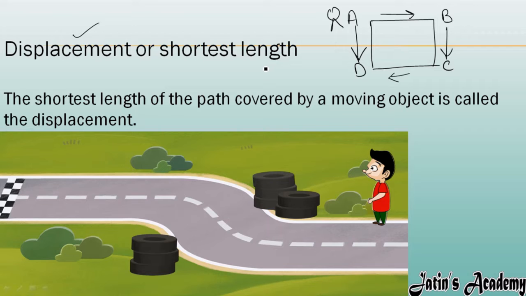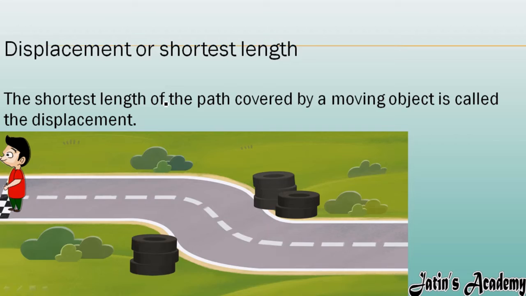Now see how this boy will move from here. Without going this way, he is directly going in a straight way. So he is covering the shortest length. So this is the actual main difference between distance and displacement.